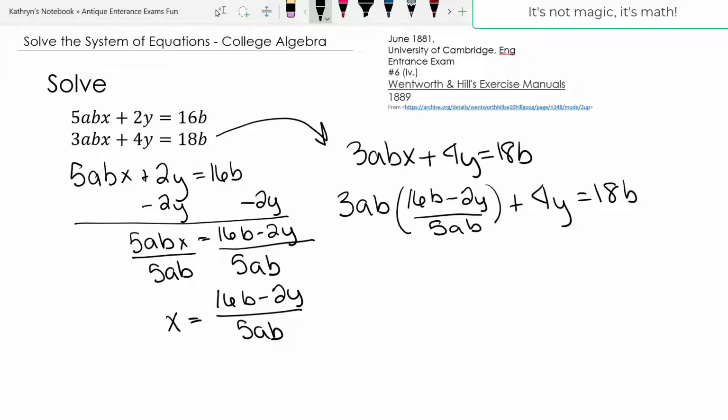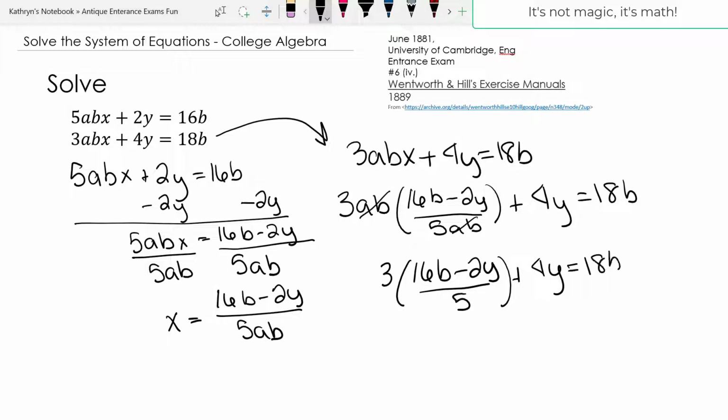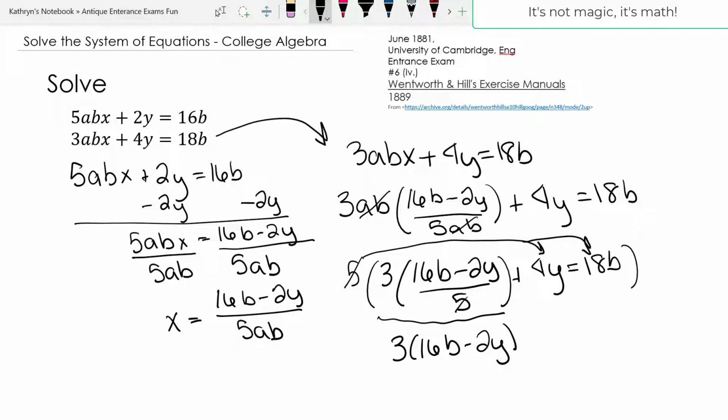Now when I look at this, I notice that I'm multiplying. So we can cancel the ab, and we're going to end up with 3 parentheses 16b minus 2y all over 5 plus 4y equals 18b. Let's get rid of the denominator. So we're going to multiply everything by 5. In the first piece here, the 5s are going to cancel. So we're going to end up with 3 times 16b minus 2y. Now don't forget, we're multiplying 5 times everything in this equation. So we'll end up with 20y equals 90b. Let's keep going. We're going to solve for y here eventually.